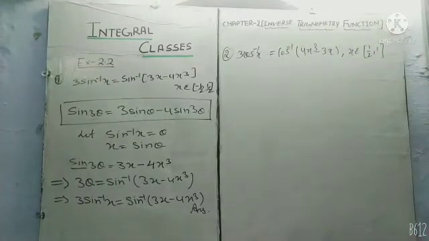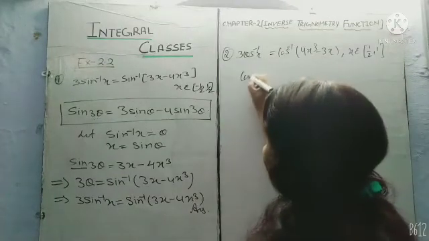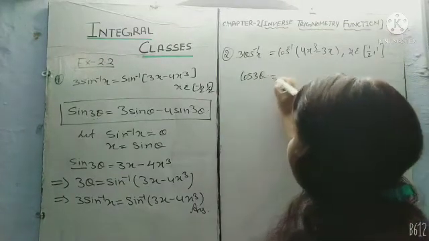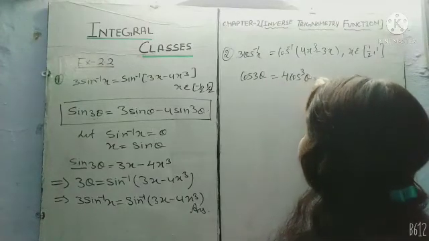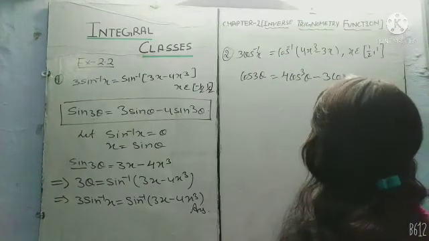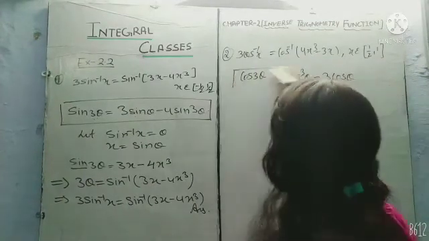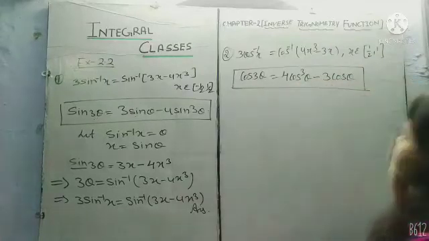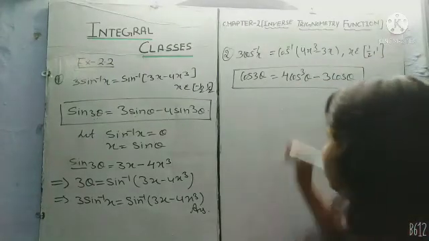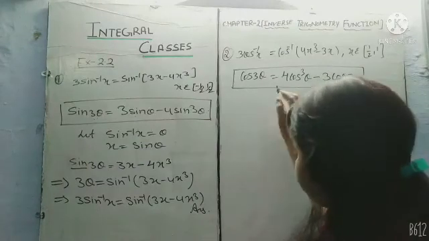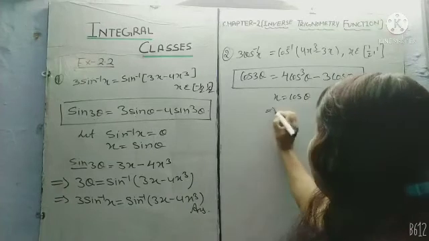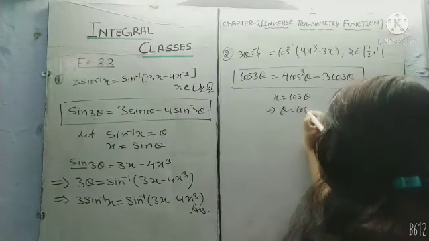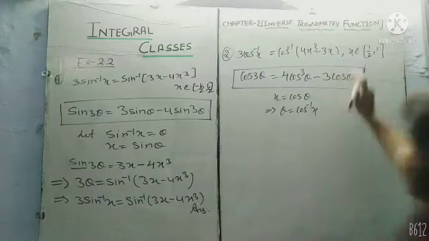So student, for this question we will consider here the formula of cos 3 theta equal to 4 cos cube theta minus 3 cos theta. This formula we have learned in 11th class also. So now student, we will consider here x is equal to cos theta. Therefore theta is equal to cos inverse x.